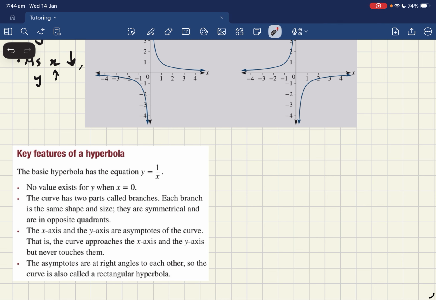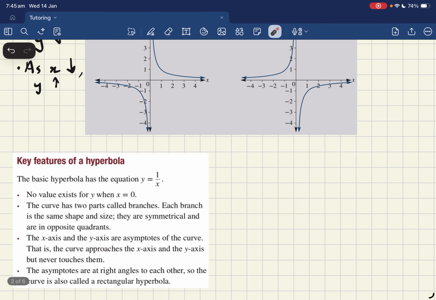Now, our basic hyperbola has the equation y equals 1 over x. Now, no value exists for y when x equals 0. That makes sense because we can't divide a number by 0. So if we had 0 on the denominator, this would be undefined. If you put it in your calculator, it will say math error.